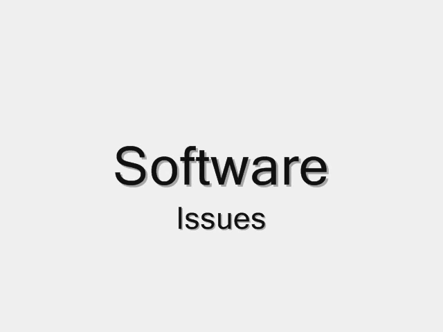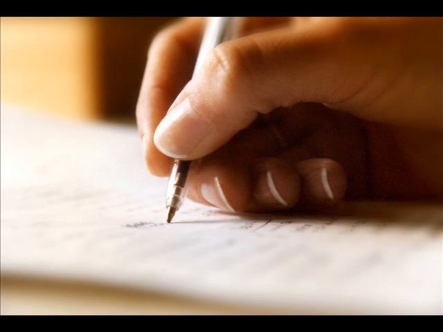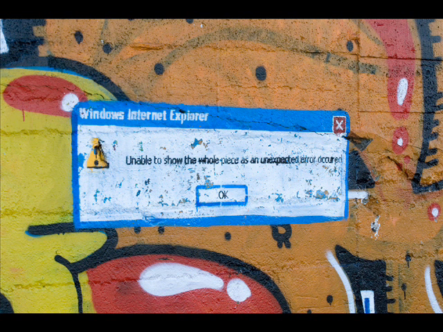Software issues. Whenever you have a problem with software, make sure you document exactly what's going on. Write down what the user was doing and any information that they can give you, and write word for word any error messages that you see on the screen.